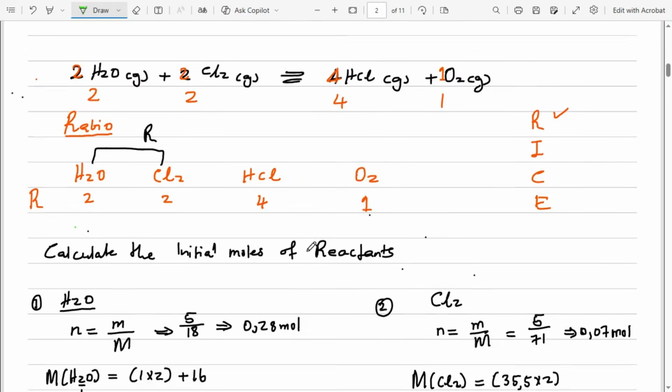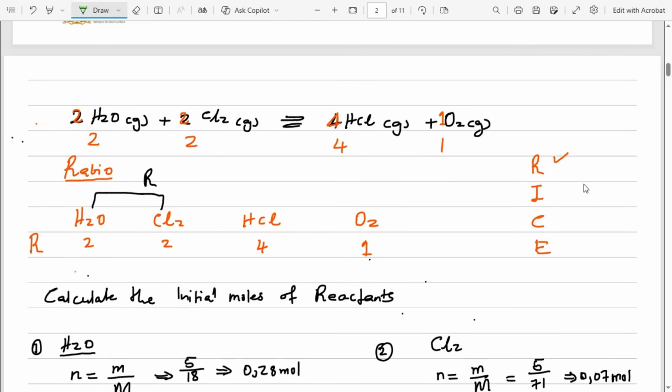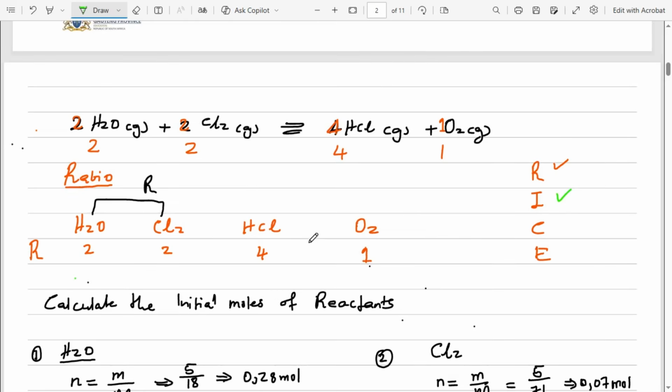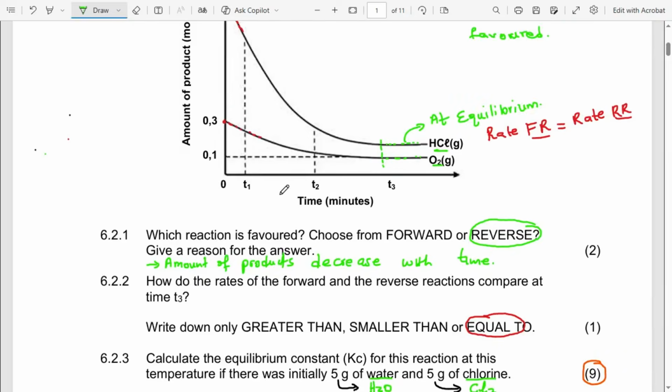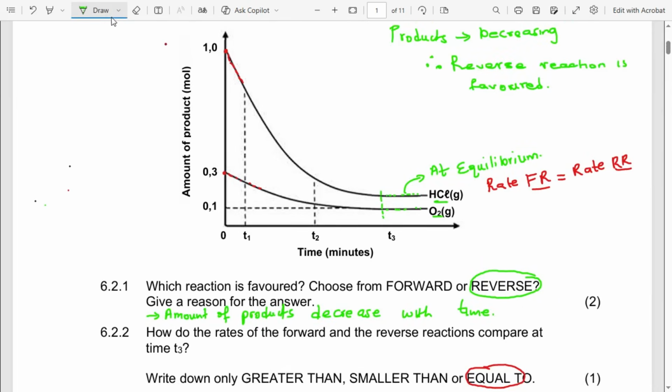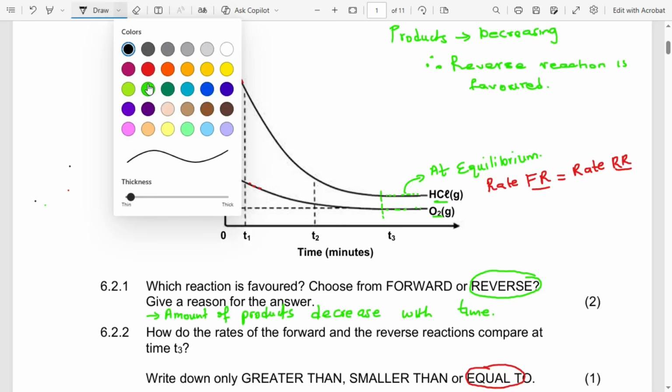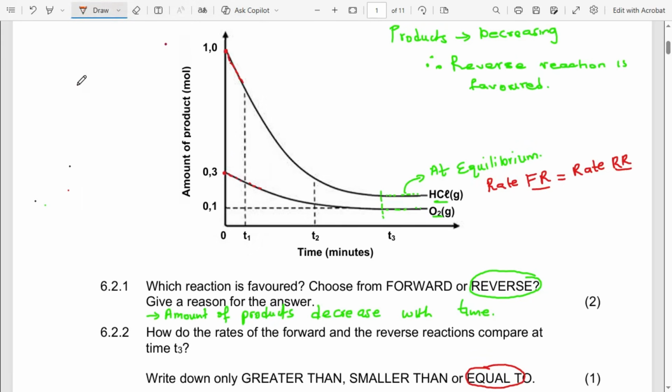Let me quickly go back and check this one. Okay, we have the initial number of moles. So now we're going to read the initial product amount from the graph. Because when you are given the graph, if you look at the graph, this tells you that at T0 this is where the reaction starts, right? The reaction will start where? At T0.